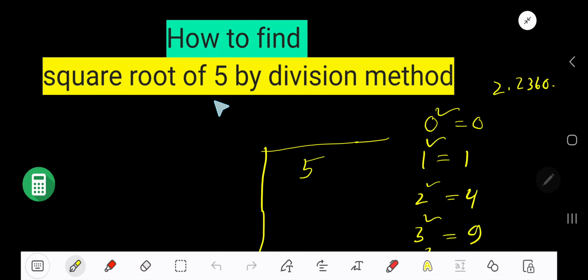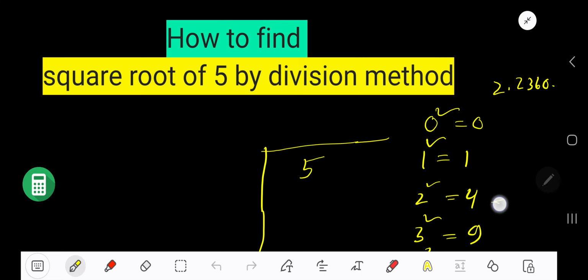How to find the square root of 5 by the division method? 0 squared equals 0, 1 squared equals 1, 2 squared equals 4, 3 squared equals 9. Look, 0, 1, 4, 9, these are perfect squares. We have to find a number that is close to 5 or equal to 5.